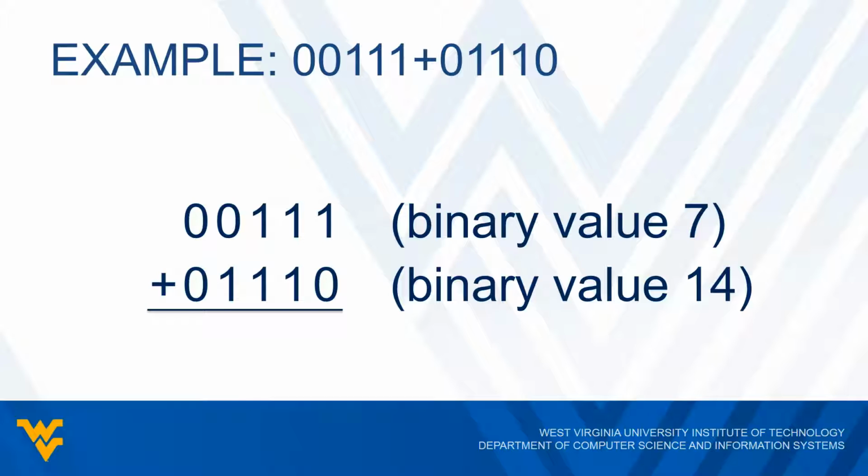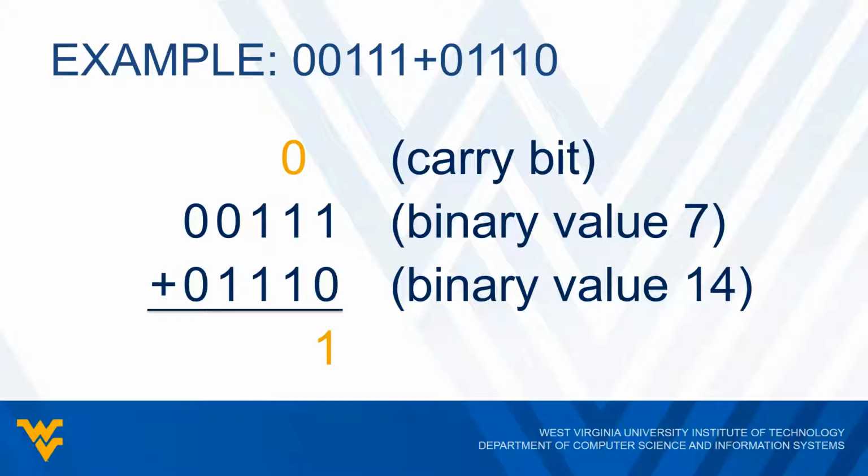Now, if you don't know what those values are, those are adding 7 and 14. So we'll eventually get 21, but we'll take a look at the process of how we would add these digits. And notice that the way they're set up is we're pretty much setting up just like we do with grade school math, where we take one number over the other, and we're going to add the numbers 1 bit or 1 digit at a time.